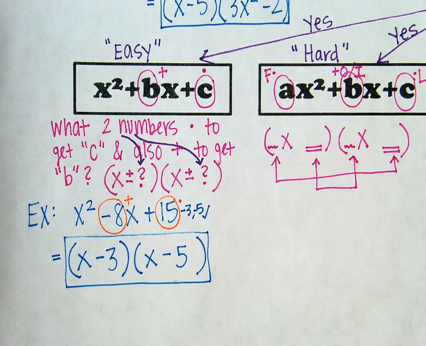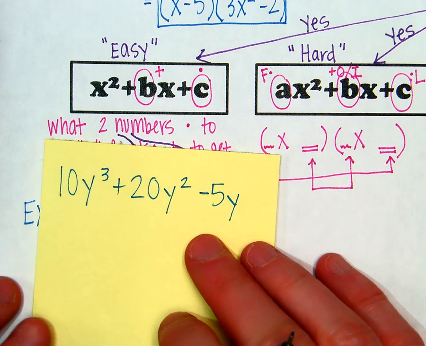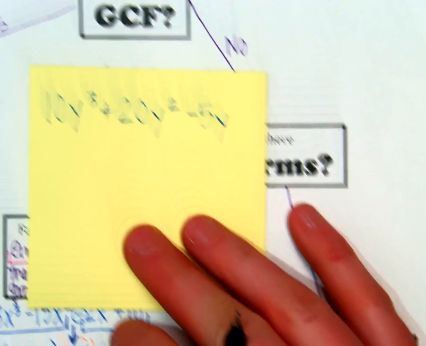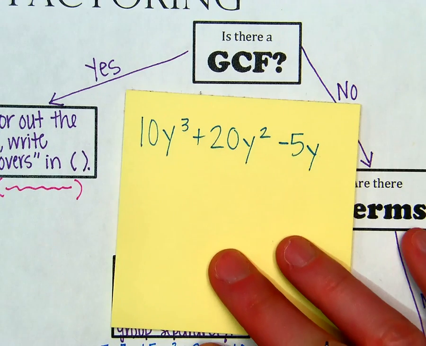The next example that I'm going to give you is going to look like this. So 10y cubed plus 20y squared minus 5y. Let's start at the top of our flowchart here. We have to ask ourselves first, is there a GCF?